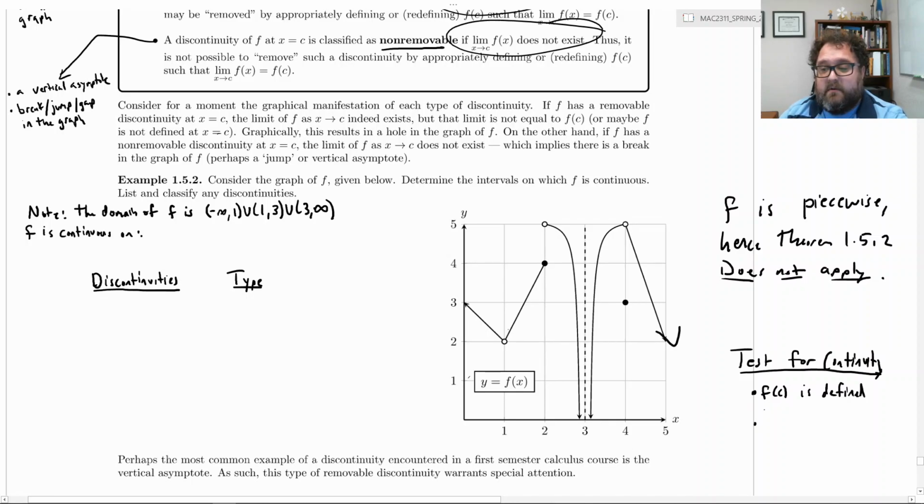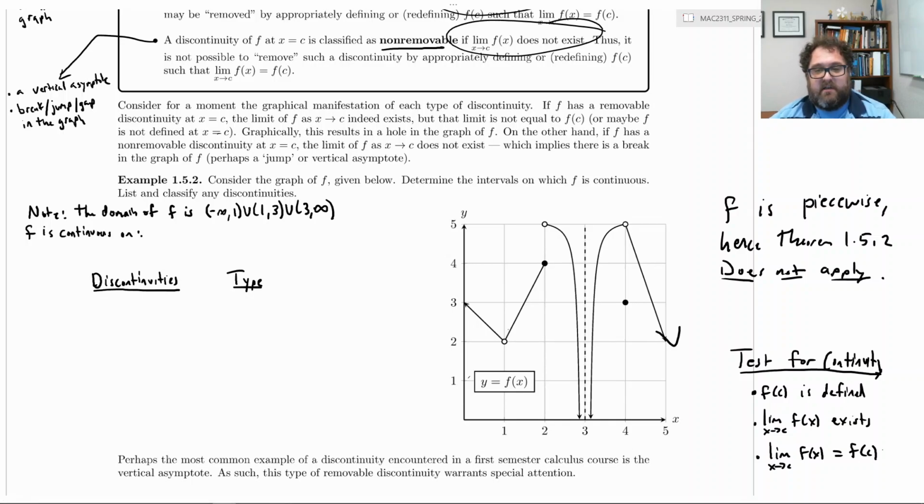The limit as x approaches C of f of x exists. And the third thing is that the limit as x approaches C of f of x must equal f of C. If any one of those three is not true, then the function's discontinuous.